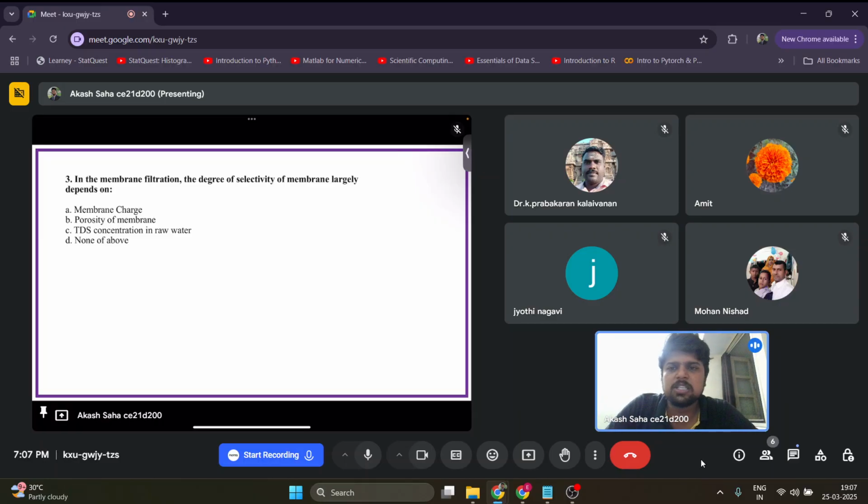In membrane filtration, the degree of selectivity of a membrane largely depends on membrane charge, porosity of the membrane, TDS concentration in the raw wastewater, or none of the above. So here we are talking about membrane filtration. How would we select the membrane? Will it depend on the membrane charge, membrane porosity, or TDS concentration? Any other answer than TDS concentration? Anyone else?